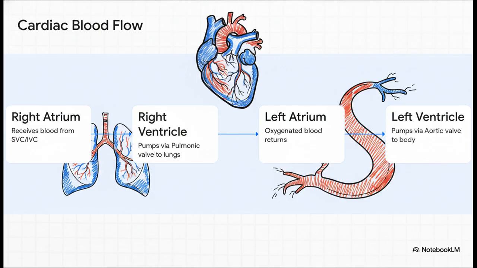Okay, now it's oxygenated. It heads back via the pulmonary veins into the left atrium, passes through the mitral valve into that thick, muscular left ventricle, and boom, it's pushed out the aortic valve to the aorta and out to the rest of the body. You've got to know this sequence forwards and backwards.